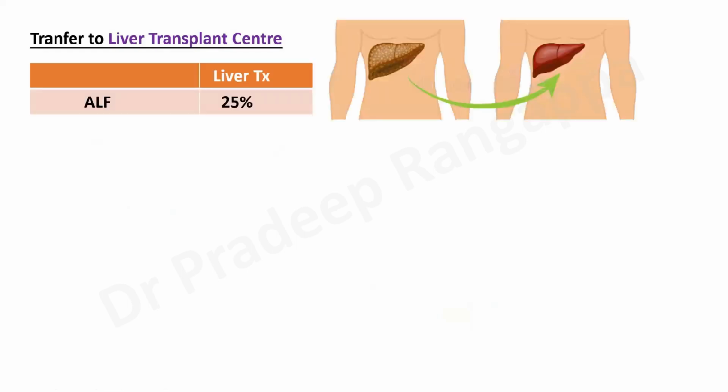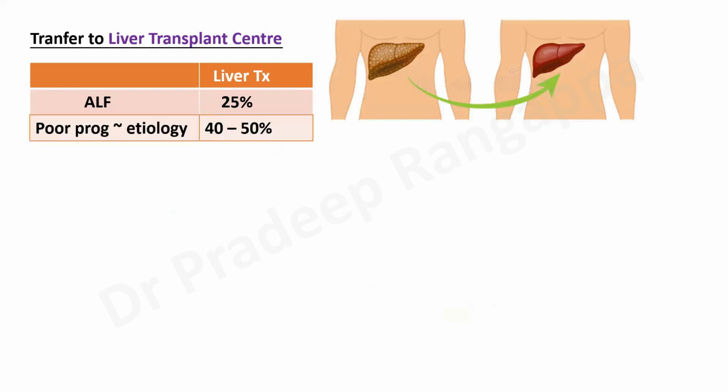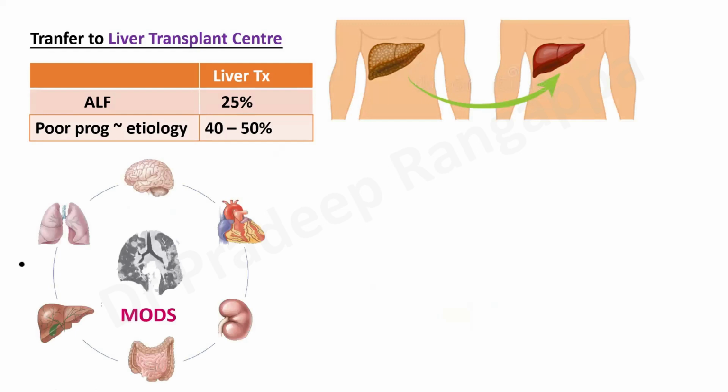The key thing in fulminant liver failure is to identify a place where you can refer the patient where liver transplant is done. That is the first step in understanding how you approach liver failure, because 25% of patients with acute liver failure may need transplant and they need to be sent to a transplant center. And 40 to 50% of the patients where the etiology indicates a poor prognosis will need liver transplant. So when do patients with liver failure need liver transplant?